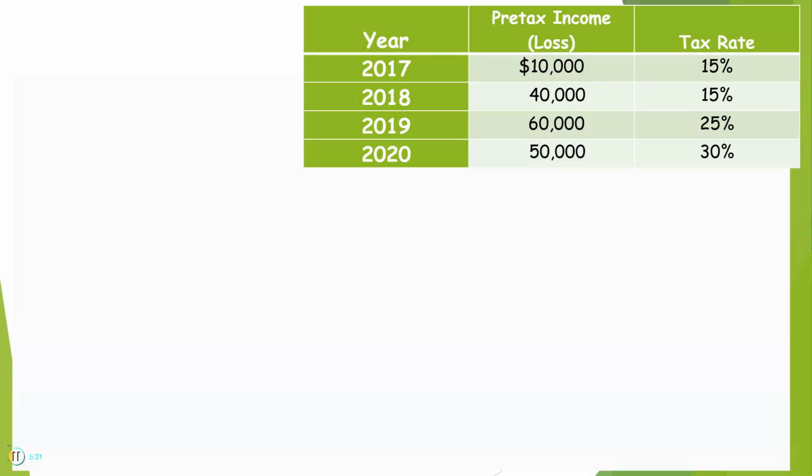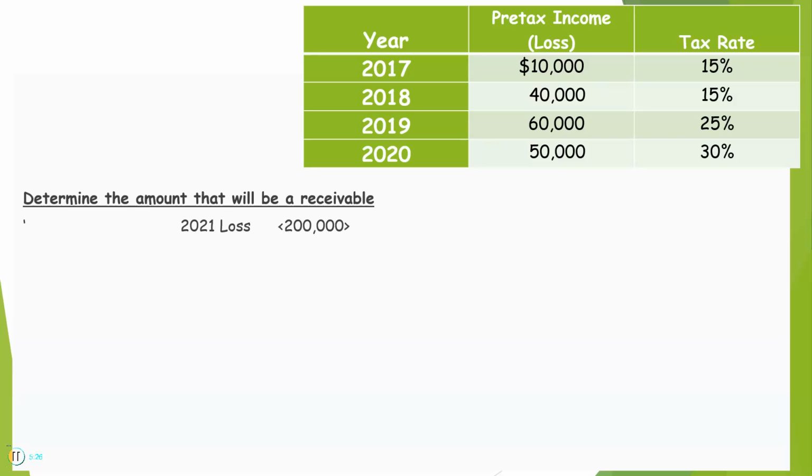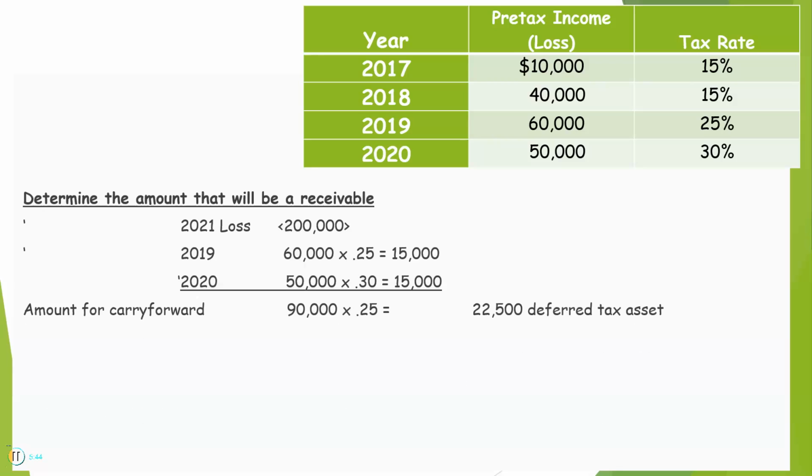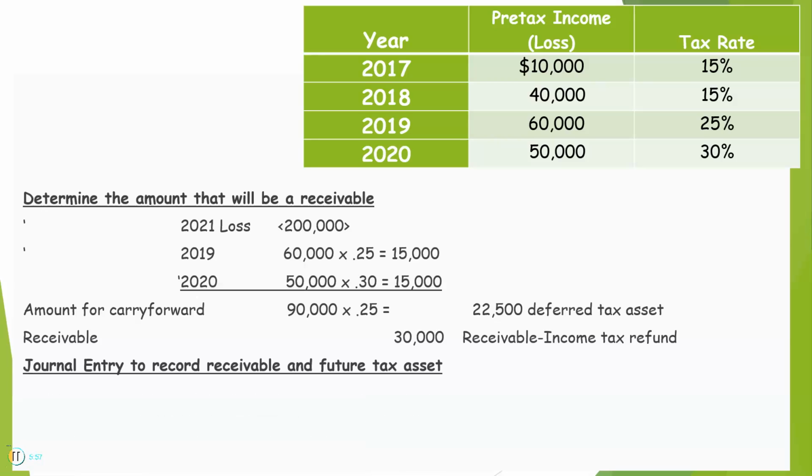So here's what we would do. We would determine the amount that will be a receivable. So it would be the 2021 loss of $200,000, and we take our 2019 profit that we had times 25%, and we'd have our 2020 at 30%, and that would tell us that we are going to have a carry forward of 2250. We're going to have a receivable for 30, and now we can do our journal entry.